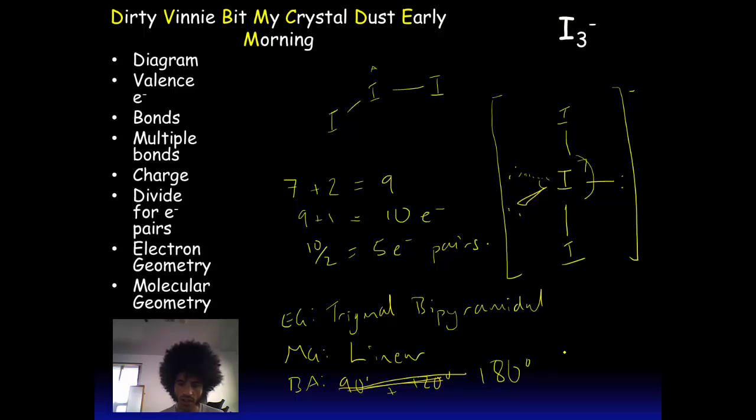Okay, and that's how you do it. So I hope it's been useful going through how to deduce the bond angles and shapes for ions with 5 or 6 electron domains. Good luck with deducing the rest.